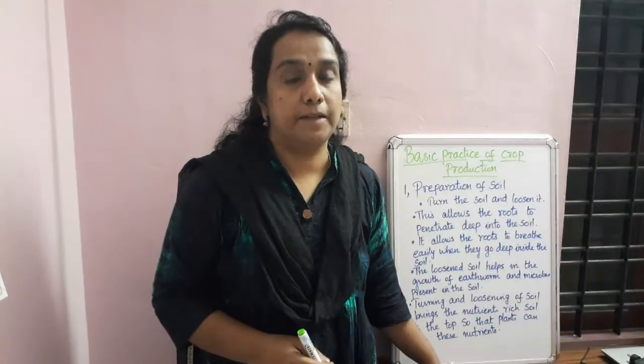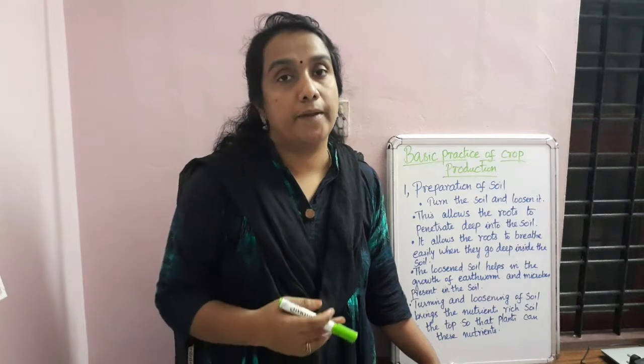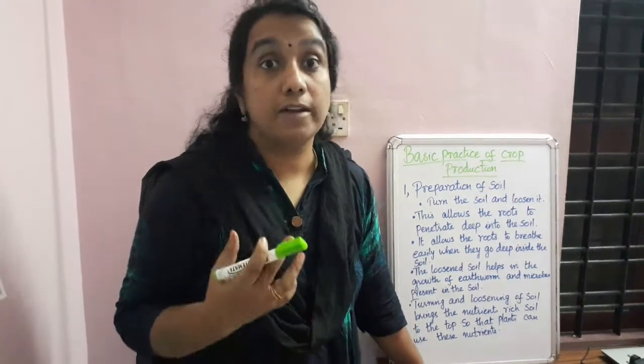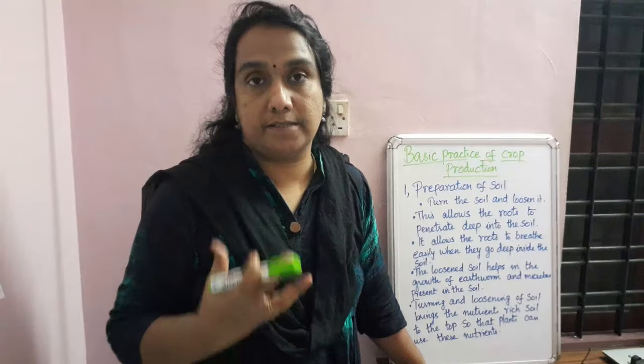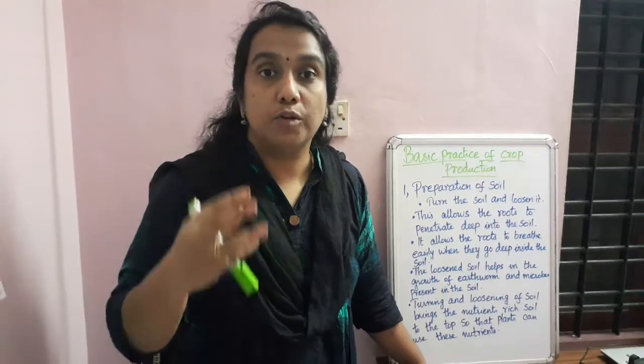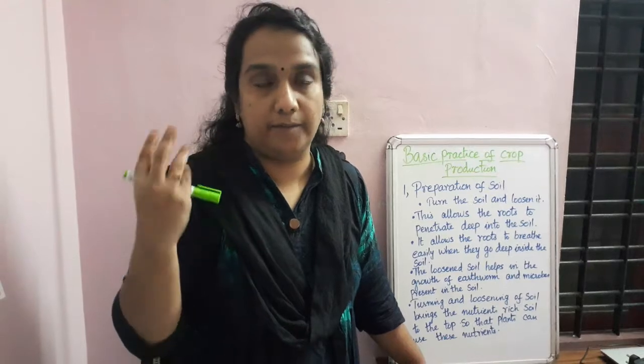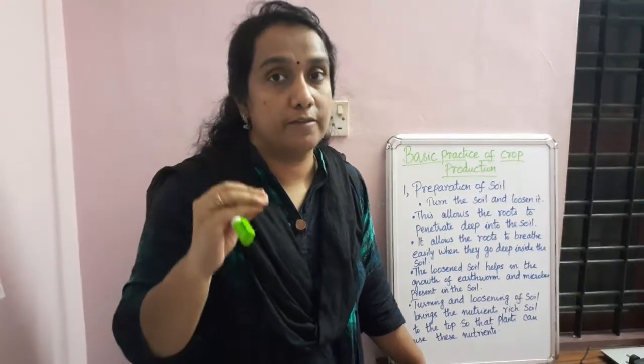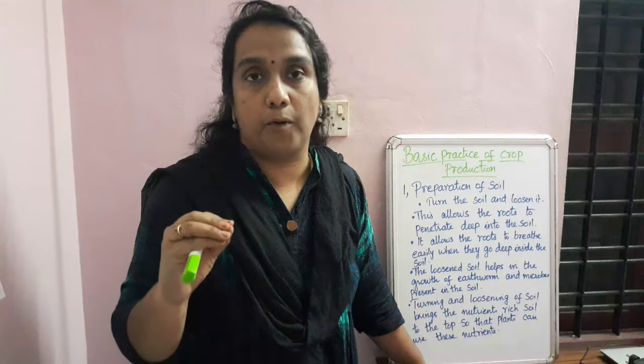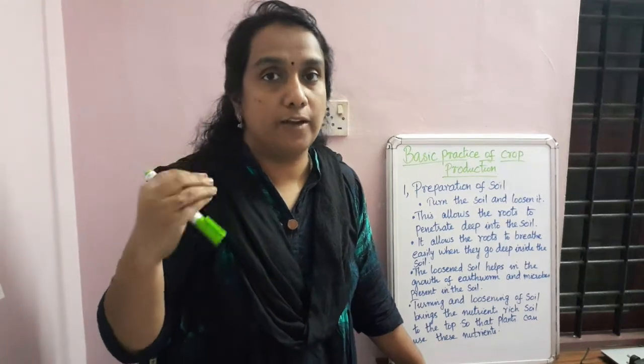So the first step in crop production is the preparation of the soil. Soil is very important. We must make it suitable so that the seeds can grow properly and healthy. First of all, we should prepare the soil properly. Then only the plants can grow properly.